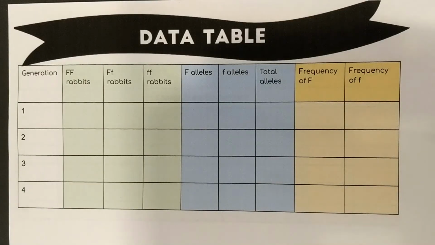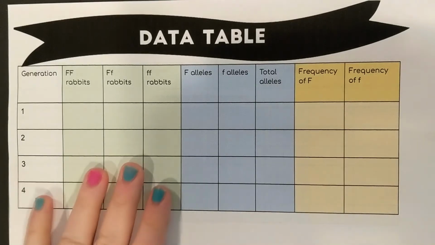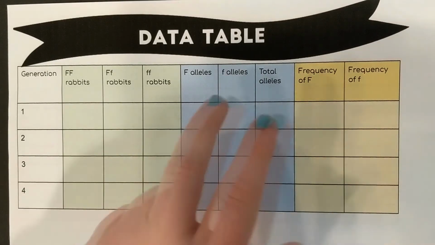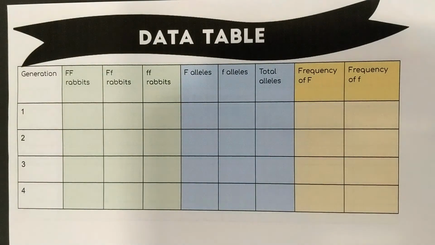All right, so the last part of this lab is figuring out how to fill out this data table. This table is in your Google Slides. You can fill it out right on the table. And so I kind of color-coded these three go together, these three go together, and these two go together. So I printed mine out so I could show you how to fill it out.